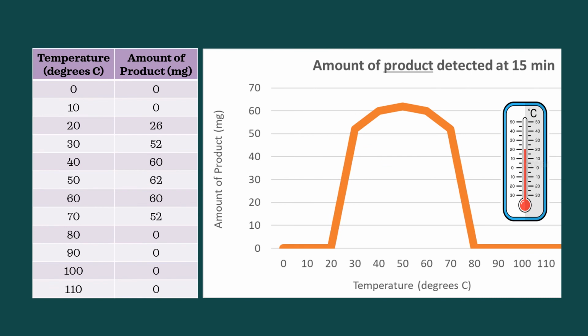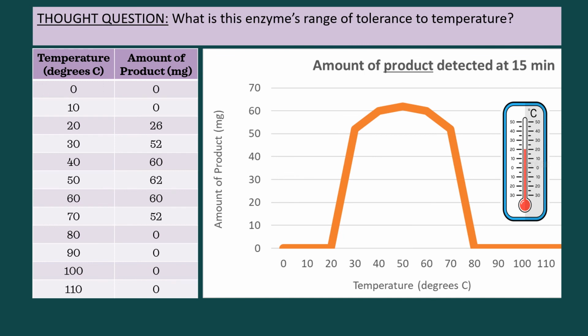Let's do another experiment where we have test tubes of different temperatures, treating them the same, waiting our 15 minutes, then detecting the amount of product in each tube. Imagine we collected this data. And again, I've visualized the data on a graph. What is this enzyme's range of tolerance to temperature? Hopefully you were able to assess this.